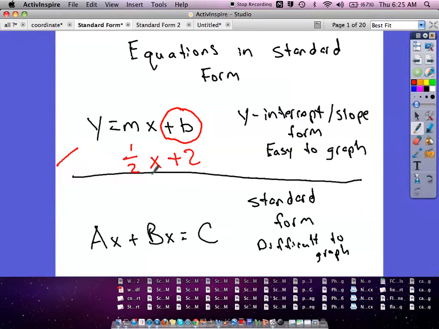That's pretty simple. What I'm going to show you today is a lot of times you will see these lines in what we call standard form. And there's nothing wrong with standard form, it's just standard form is really difficult to graph. So we've got to be able to figure out some way to change standard form to the y-intercept slope form so it is actually easy to graph. And I'm going to show you how to do that today. And it's really not that difficult.